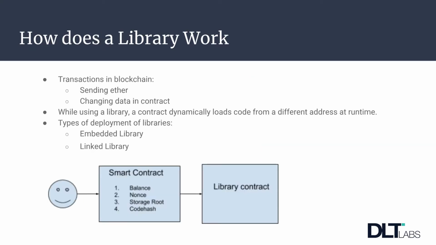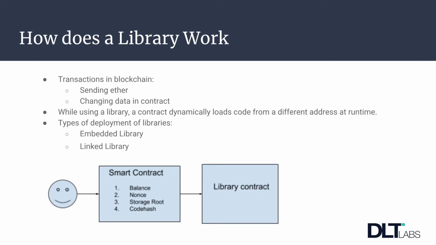In blockchain, transactions can change the state of smart contracts. There are various kinds of state change that can happen in a contract: sending Ether, which will update the balance of a contract, and changing data in a contract, which will change the storage root. Whenever a user sends a transaction to a smart contract which is internally using a library contract, the state change happens on the smart contract, not in the library contract. This is possible with the delegate call feature of the EVM.